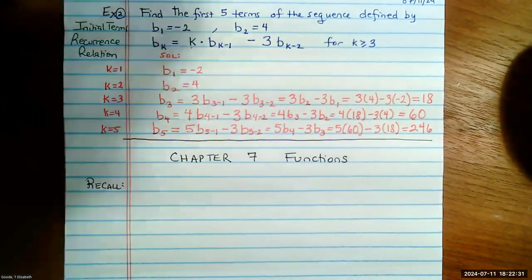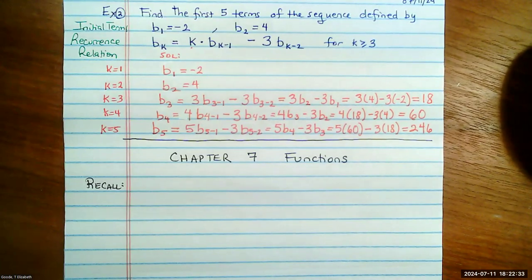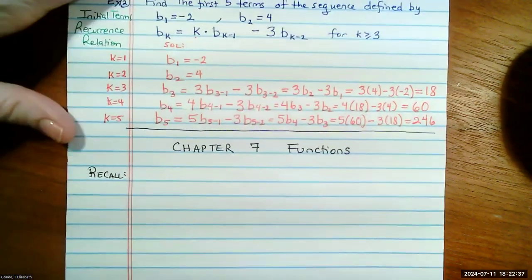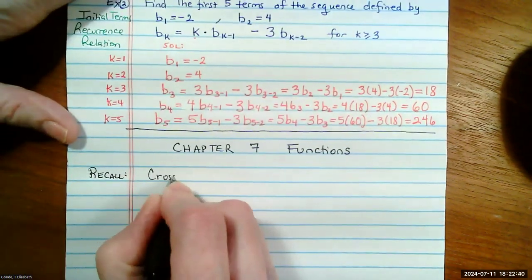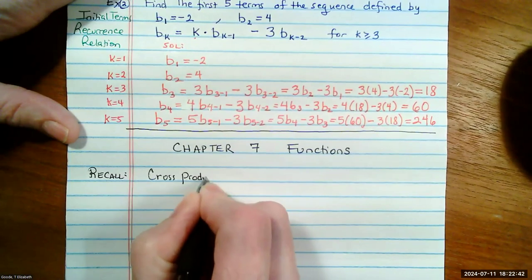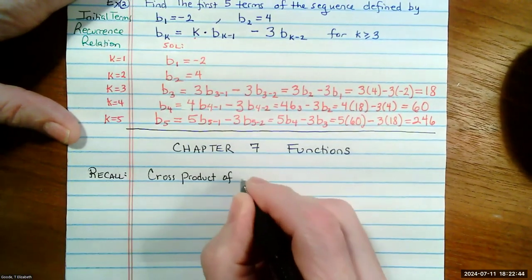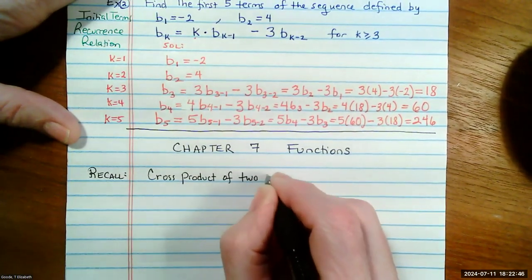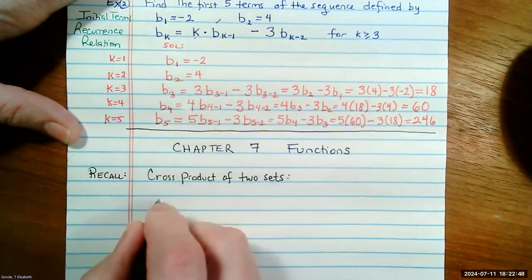All right, we already worked through chapter 6 concepts. We are now in chapter 7. Just recall the cross product of two sets, A cross B.